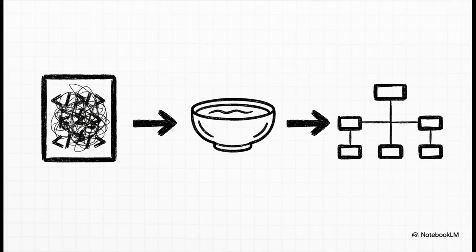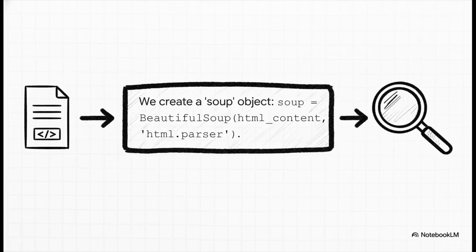Okay. So we have the raw HTML. Now we need to make it useful. And this is where our star player, BeautifulSoup, steps onto the stage. It takes that big block of text and transforms it into a structured, searchable object, kind of like a map of the entire web page. And again, the code is incredibly straightforward. We just feed the HTML we fetched into BeautifulSoup and tell it to use the standard HTML.parser. What we get back is what we call a soup object. That's our data detective's magnifying glass, all polished up and ready to go.